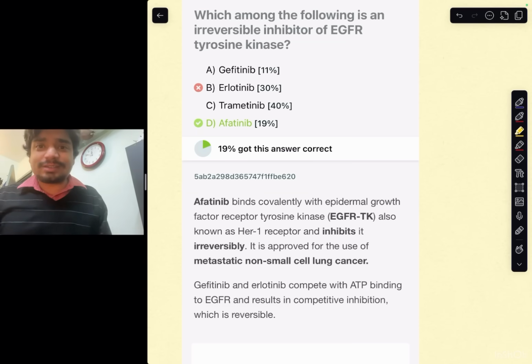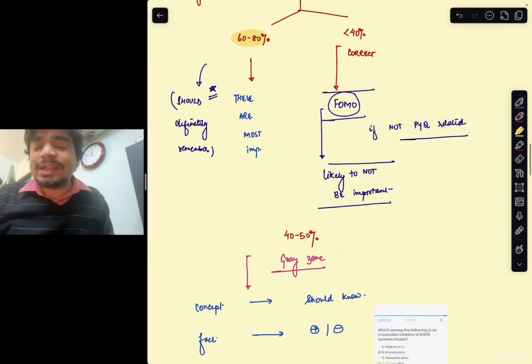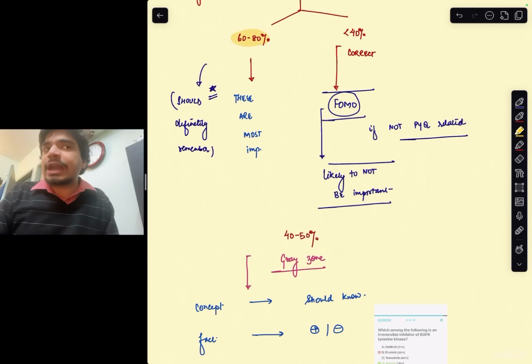Nobody is going to ask this. Absolutely no one is going to ask this. So don't worry about these kinds of facts. The 50 to 80% zone is the actual zone you should focus on and not get those wrong.